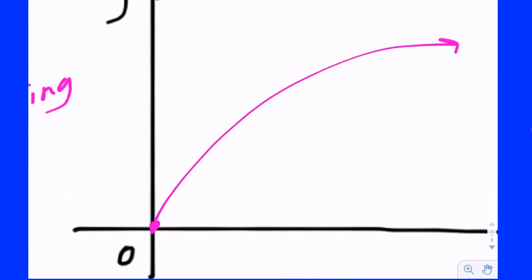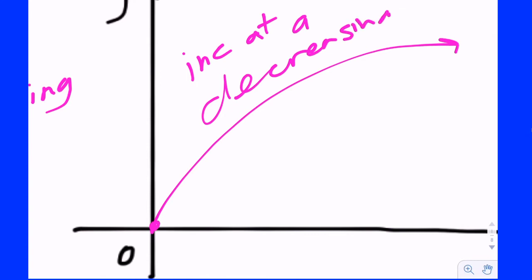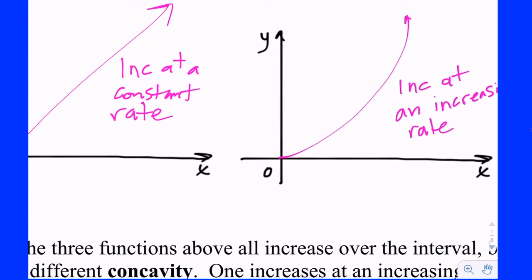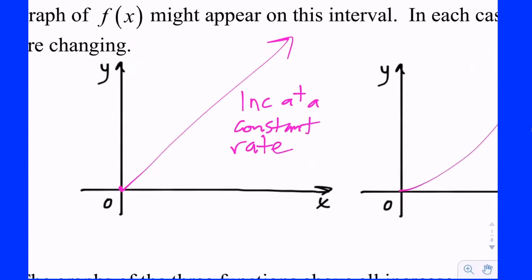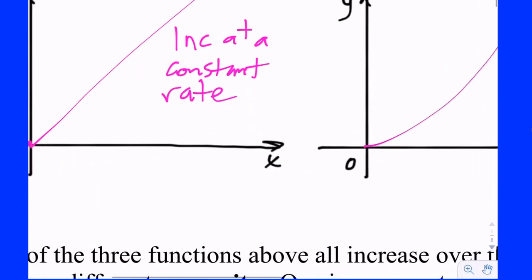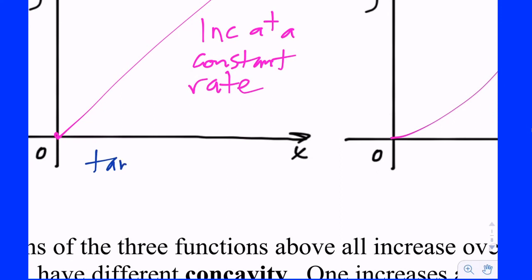The y values are going uphill, but this one's increasing at a decreasing rate. So, again, in each of the 3 cases, dy/dx, y prime, is positive because the y values are going uphill. But it's how it's going uphill that differs. So if we look at how the tangent lines are changing, let's go ahead and write this down here. The tangent lines are going to equal y prime.